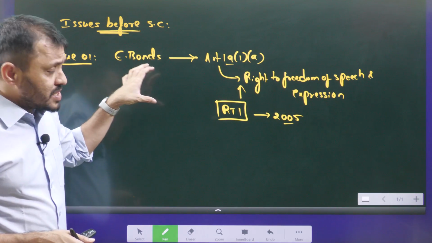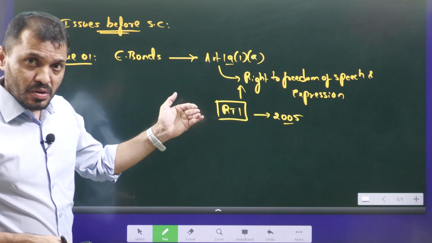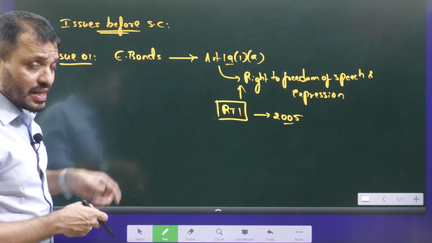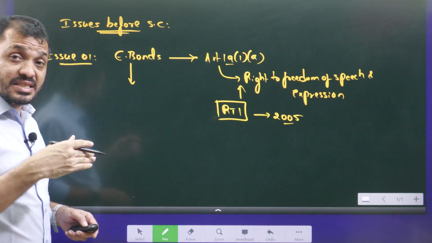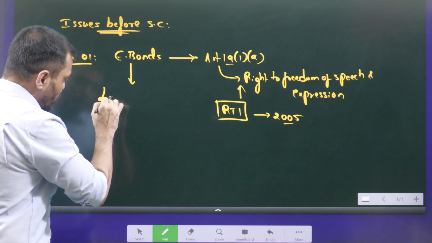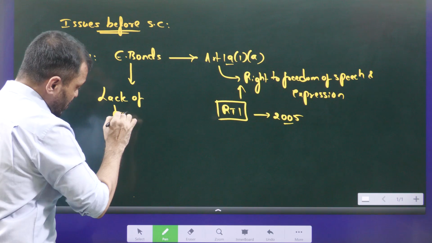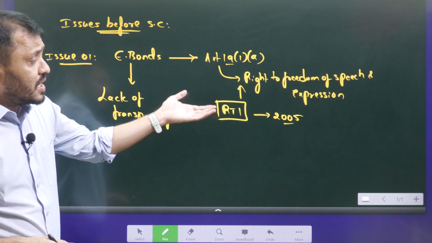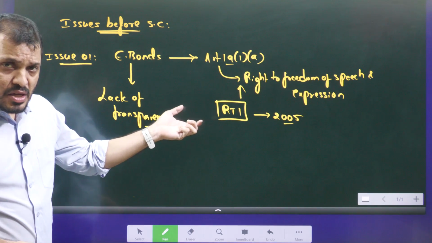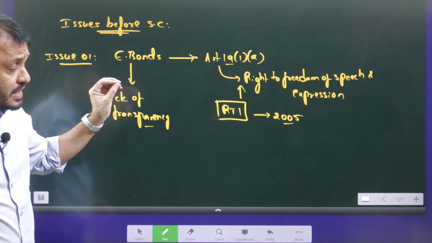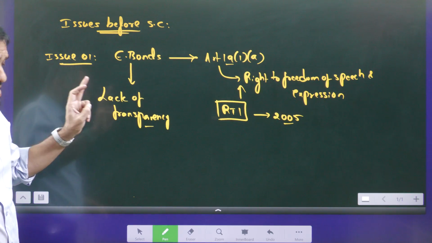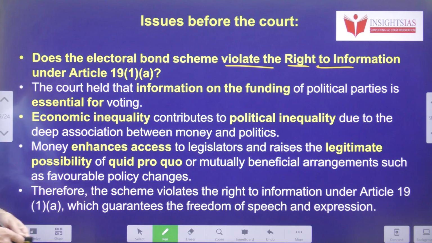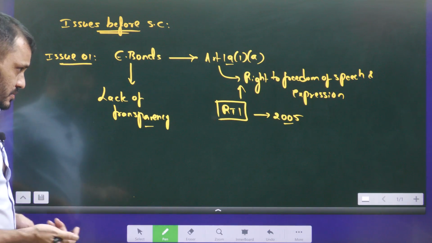Now these electoral bonds are stopping you from knowing the source of funding to the political party. That means electoral bonds are encouraging a lack of transparency. This lack of transparency is completely against the right to information, that is, the right to transparency. On these grounds, the Supreme Court invalidated the electoral bonds. This is the first reason, number 1.